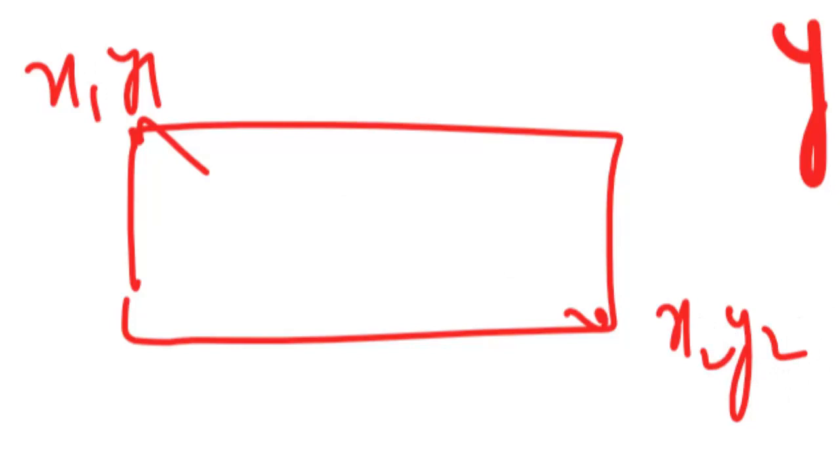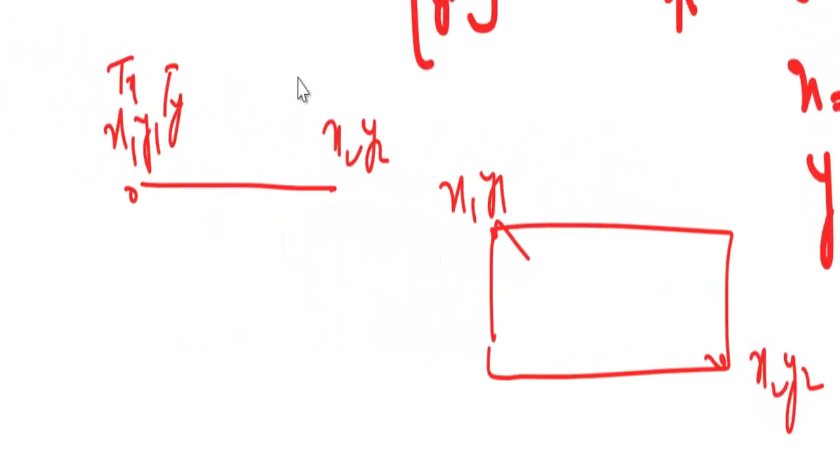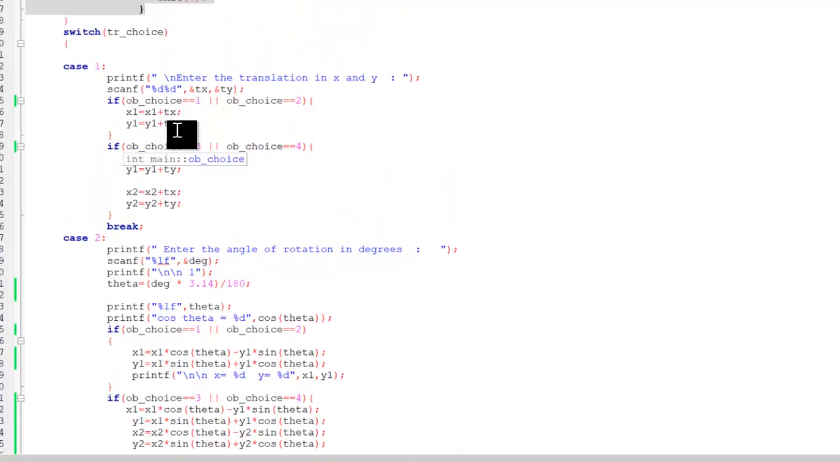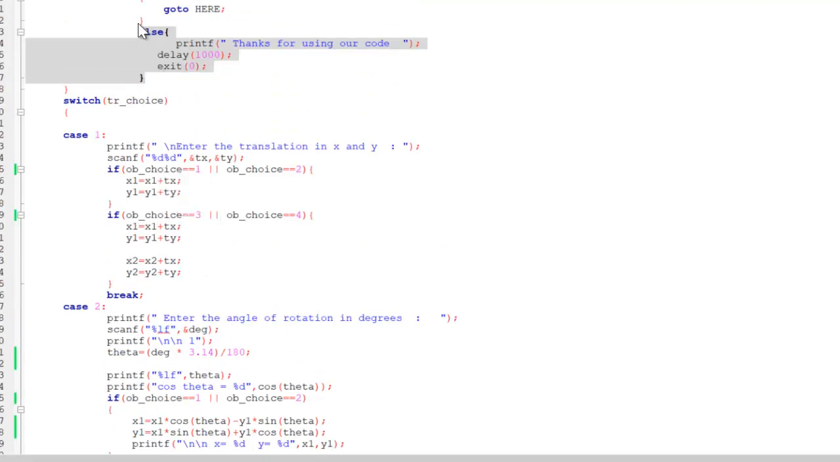we add t of x and t of y to this point, t of x and t of y to this one, similarly t of x and t of y to the next, and the same amount t of x and t of y to the last, right? But if it is a circle, then we only have to add to x1 and y1, not x2 y2. So it does the translation, that is, it moves my particular object from one place to another.